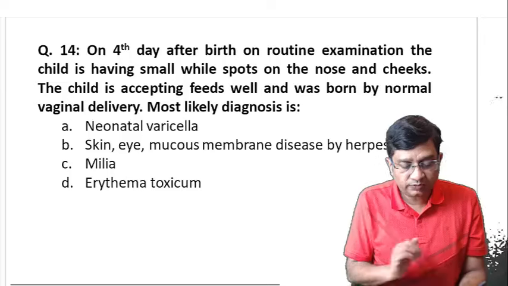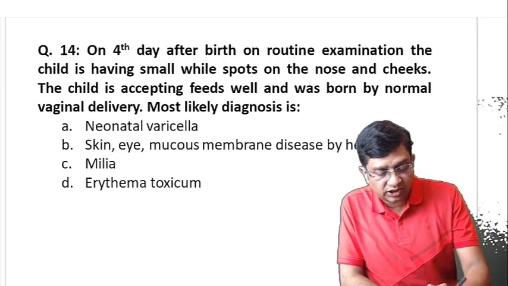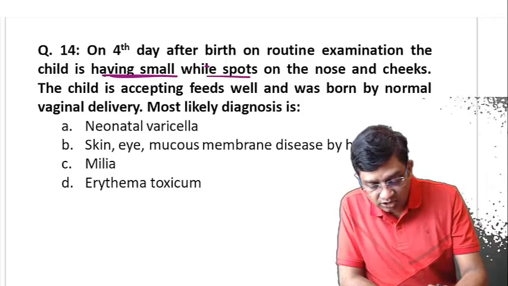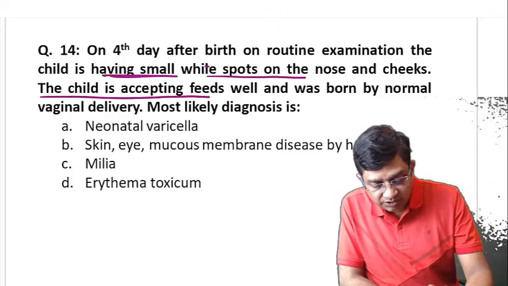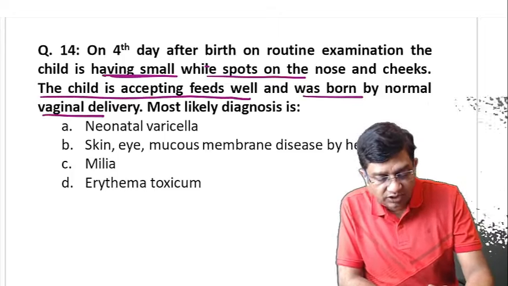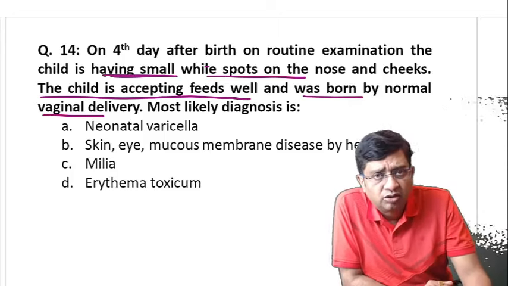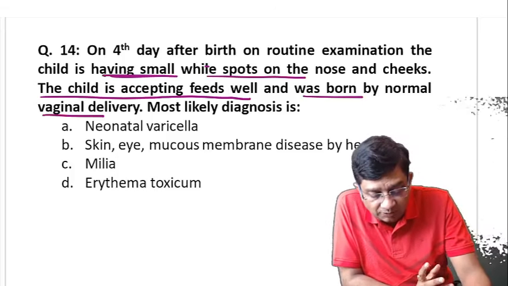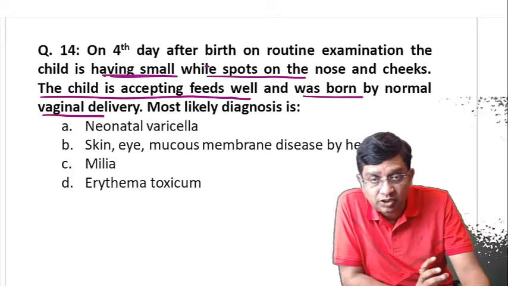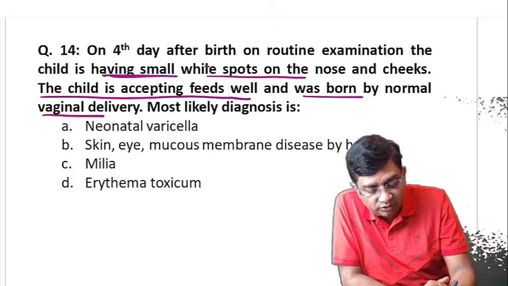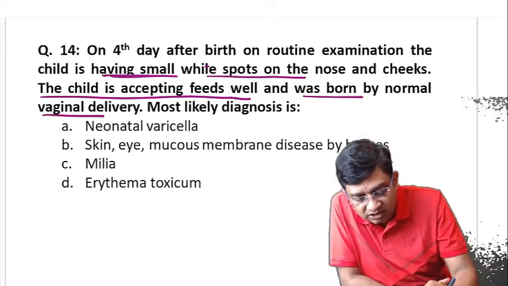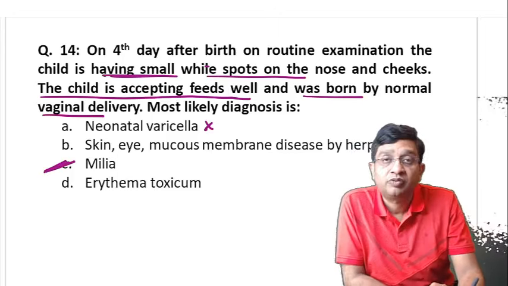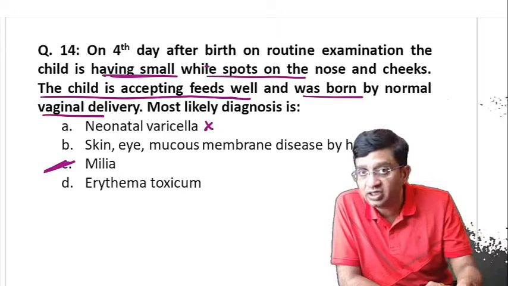Going on to the next question. On the 4th day after birth, on routine examination, the child has small white spots on the nose and cheeks. The child is accepting feeds well and was born by normal delivery. Most likely diagnosis is? Now neonatal varicella will not present just with white spots. If it were, there should be a hemorrhagic skin rash with vesicles. Skin, eye, mucous membrane herpes again has vesicles, so both are ruled out. These white spots are most likely milia, present on the face. It is a normal finding, nothing to be done.